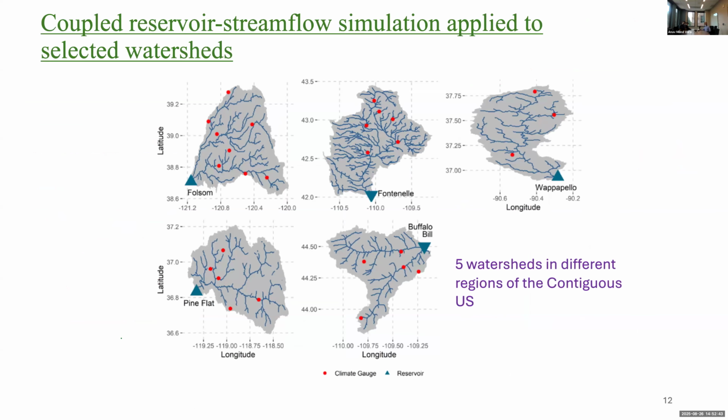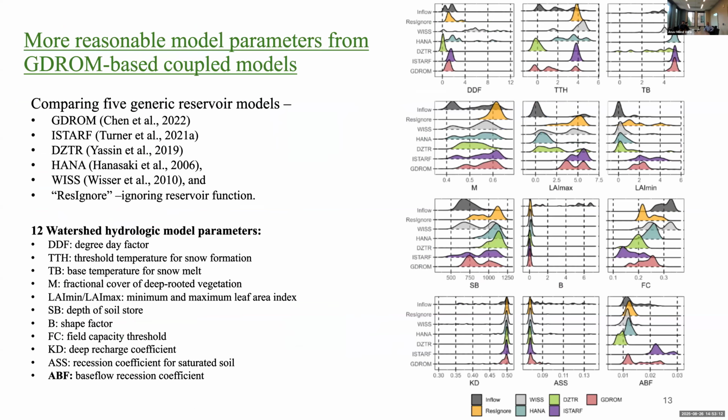So we chose 5 watersheds in different regions of the contiguous United States, as you can see here. All of them have one reservoir, just to make it simple. And each of these watersheds includes multiple flow gauge stations, so we can check the rainfall-runoff path, the streamflow path. All right, I'm sorry for this very complex figure. You might be confused by this complex drawing.